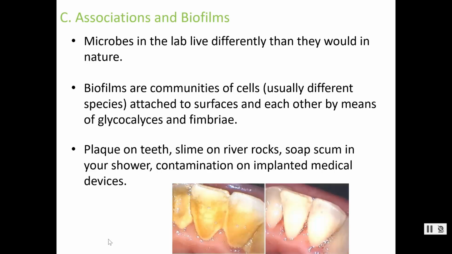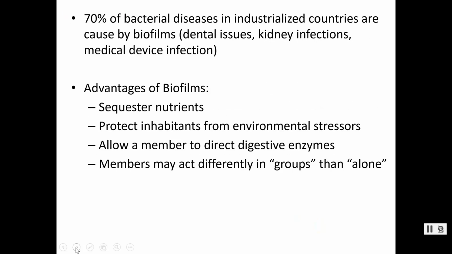All right, so biofilms are very important. Since they cause us problems, we need to understand them. And I mentioned that in industrialized countries, 70% of our bacterial diseases are due to biofilm formation. Dental issues, kidney infections, those types of things.